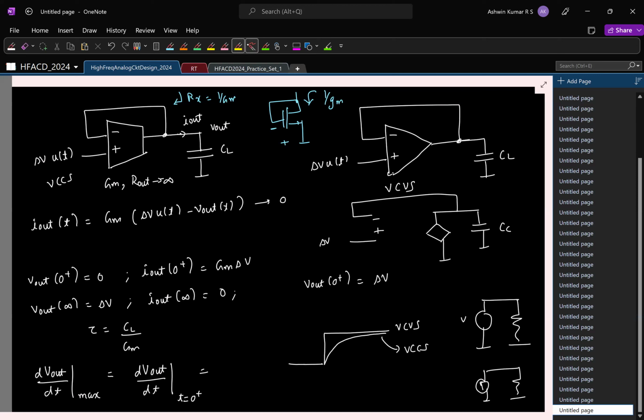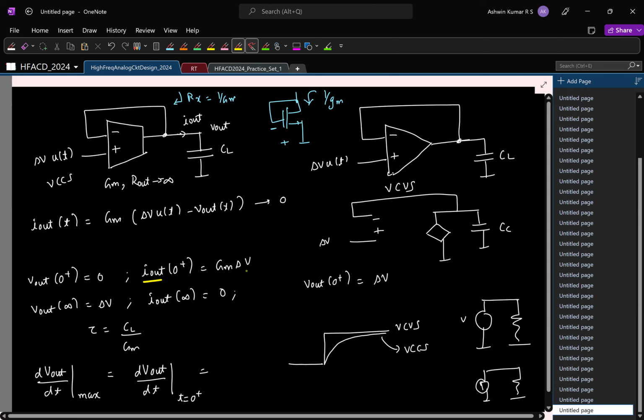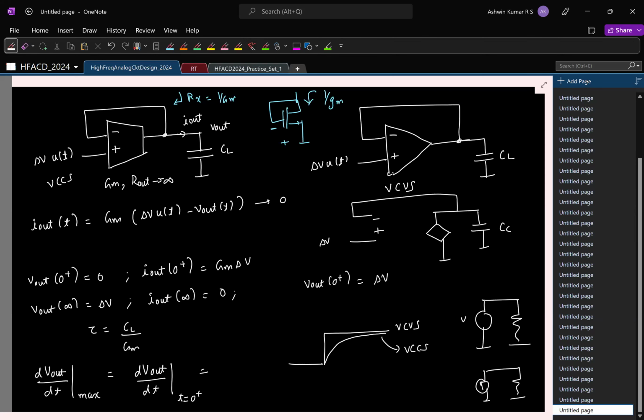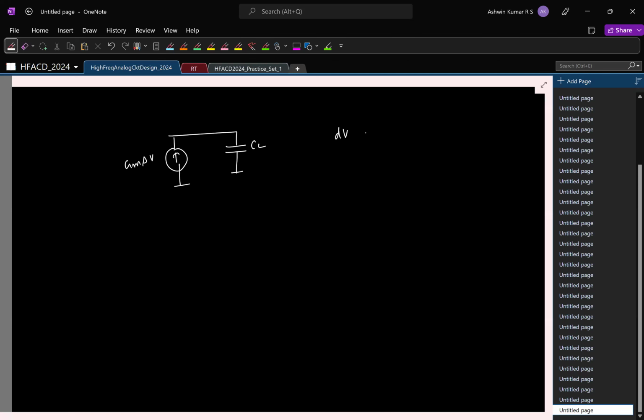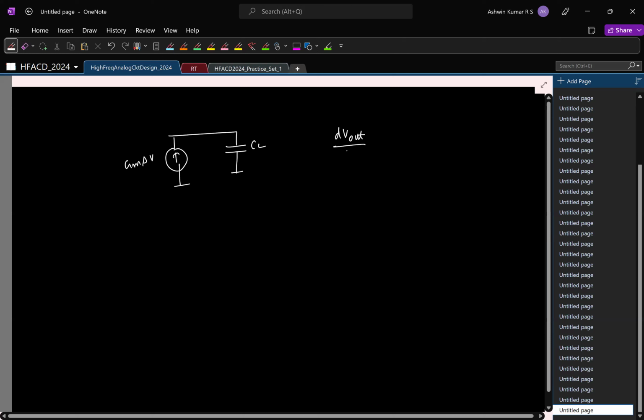And what was the slope? Again, you don't have to compute. You can look at it here. At 0 plus, what is the current? At 0 plus, we have current Gm delta V getting pushed into the capacitor CL. So what is the slope? We have a constant current getting pushed into a capacitor. The output will ramp up. And what is the slope of the ramp? It is the current value, which is Gm delta V by CL. Again, this is something we did in the last class.